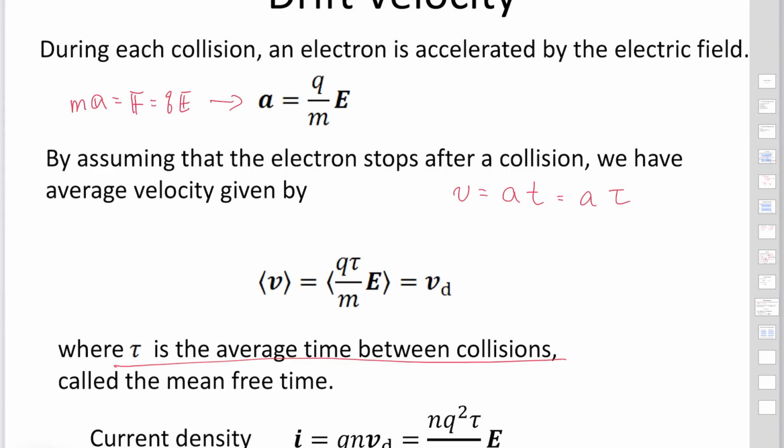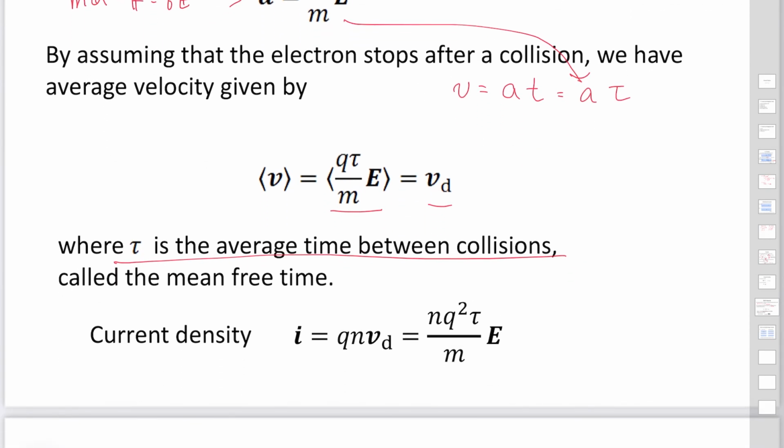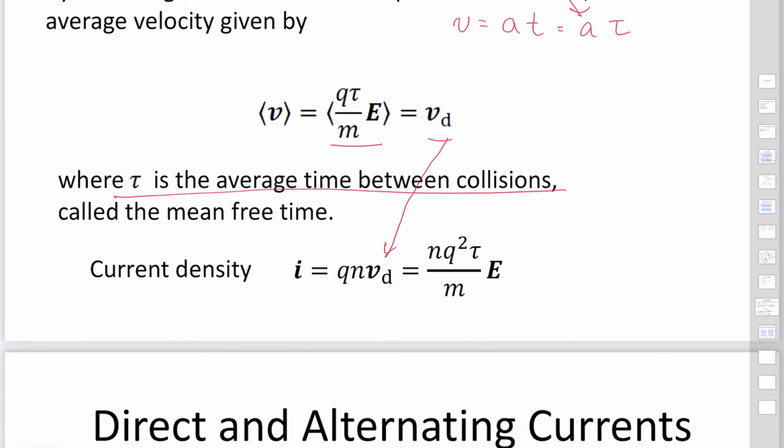Then v can be expressed with this expression, and you substitute this qE over m. Then v is expressed, and this is the drift velocity. Then the current density is expressed as q times n times the drift velocity. Then substitute this expression here. Then the current density is n times q squared tau over m times the electric field. This is the current density. The current density is parallel to the electric field.